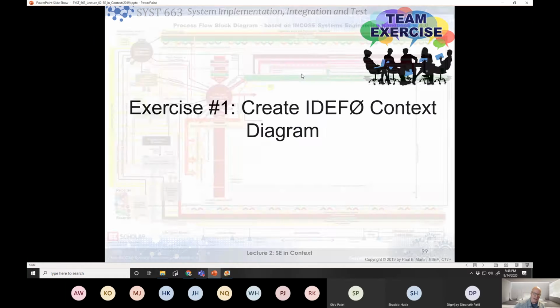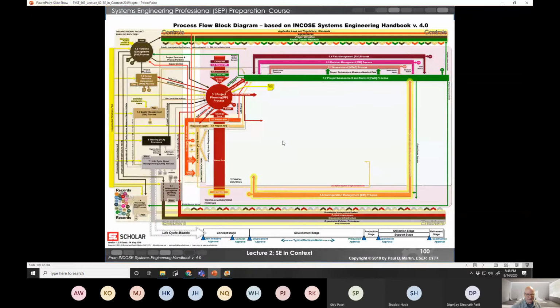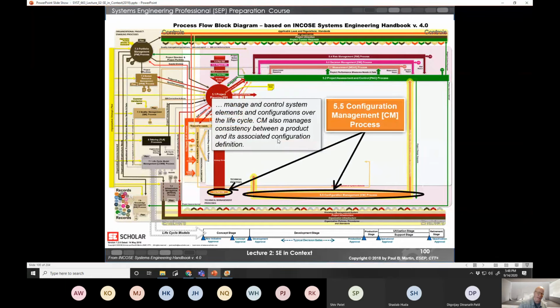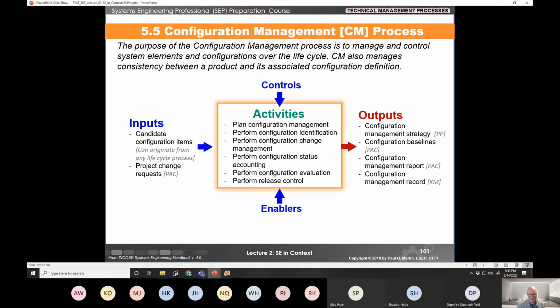All right, let's go right into the next process, which is CM, or configuration management. That's where you actually control and manage the system elements and configurations over the entire life cycle of the product you're trying to create. You manage your consistency between the products and its associated configuration definition. So configuration management is exactly what it says. You're trying to manage the configuration of whatever items that are part of your project.